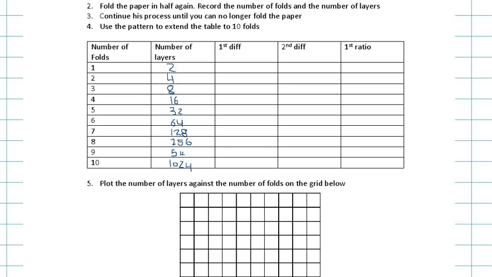So after we folded the paper so many times, we were able to guess what our pattern is. So let's do mathematical reasoning here. We're going to do the first difference. Do you remember what it means if my first difference is constant? It's a degree of 1.